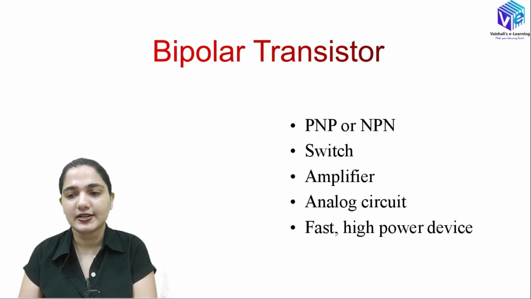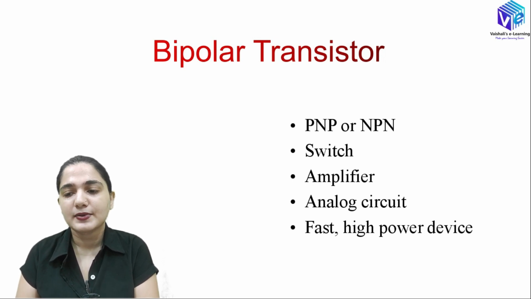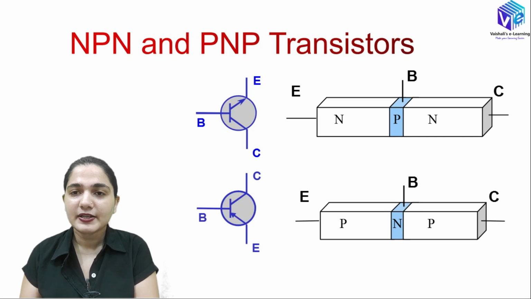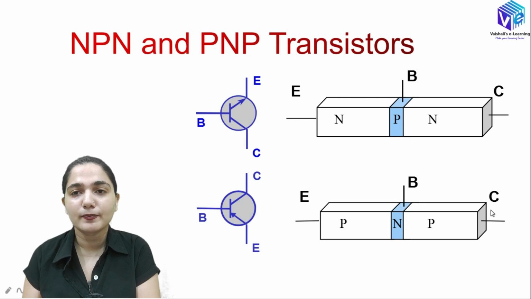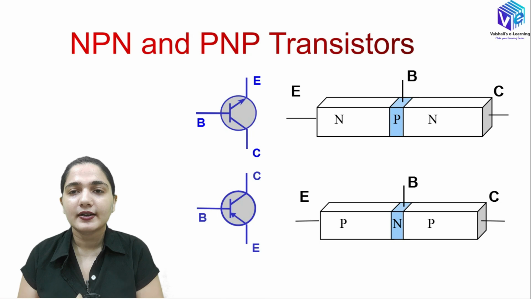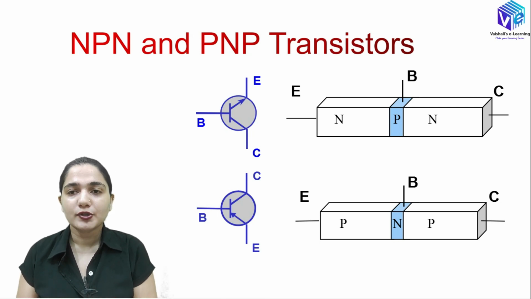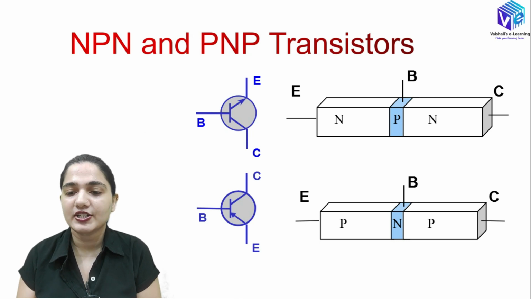Now coming to the BJT. We have two types, PNP and NPN, and it can act as a switch, as an amplifier, and also in analog circuits. It is fast and a high power device. But let me tell you, in the case of a transistor or BJT, both majority and minority carriers supply the current. Whenever voltages are applied, the current is due to both majority as well as minority charge carriers.